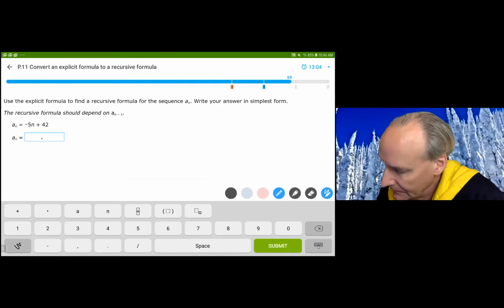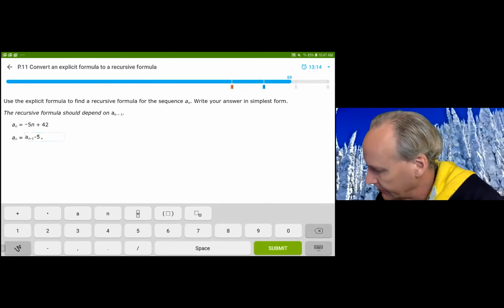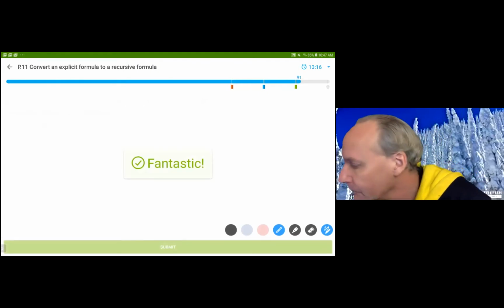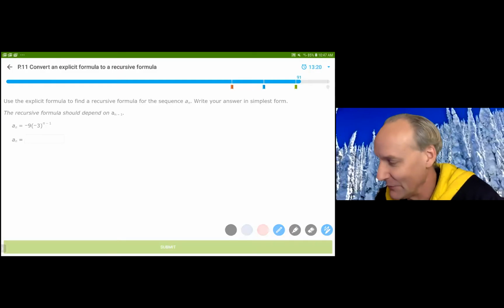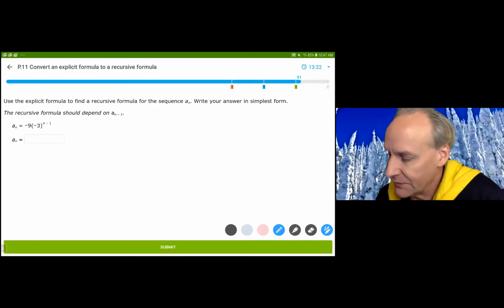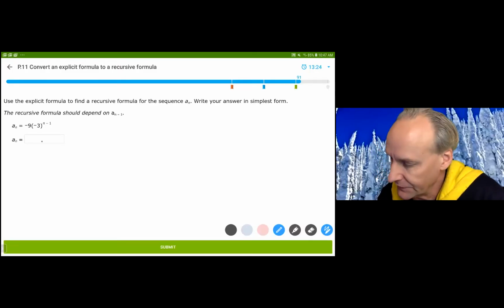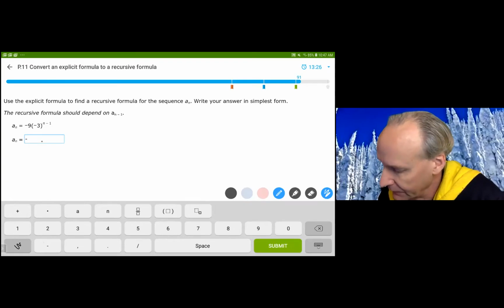-5. A n minus 1 -5. Don't forget to go up. Getting there. 3 more, 3 or 4, maybe 4 more. All right, our common multiplier is -3, so we just put in our -3. -3 times a to the n minus 1. That's all.